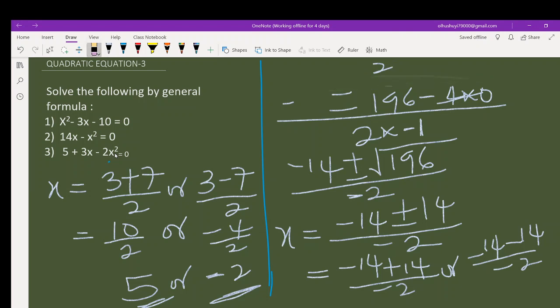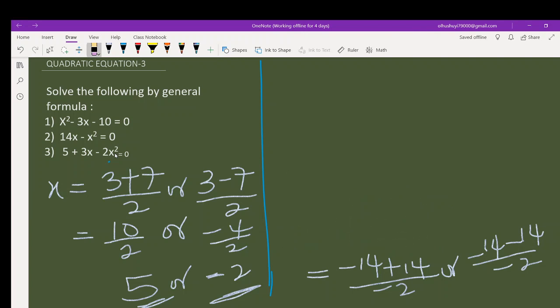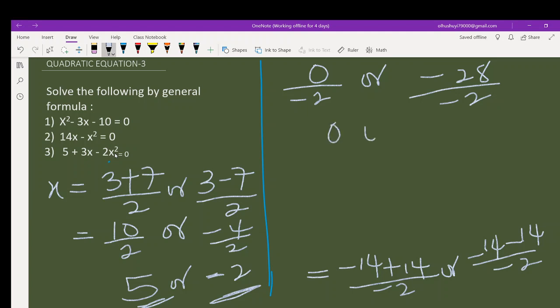Here we are going to have 0 divided by minus 2, or minus 28 divided by minus 2, isn't it? So what do we have there? We have 0 or 14. So the two values of x are 0 or 14.